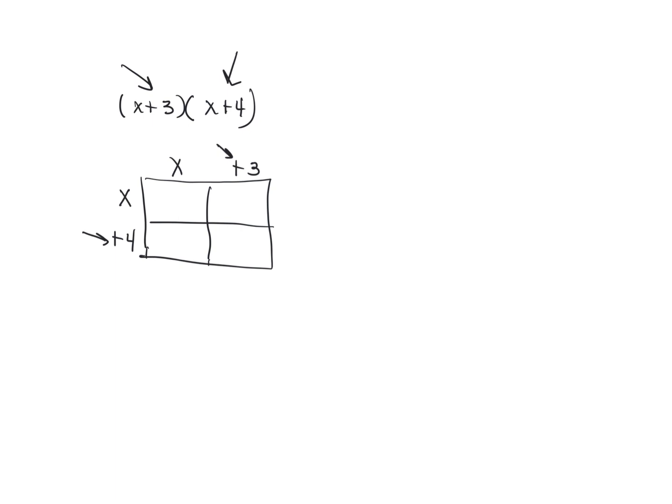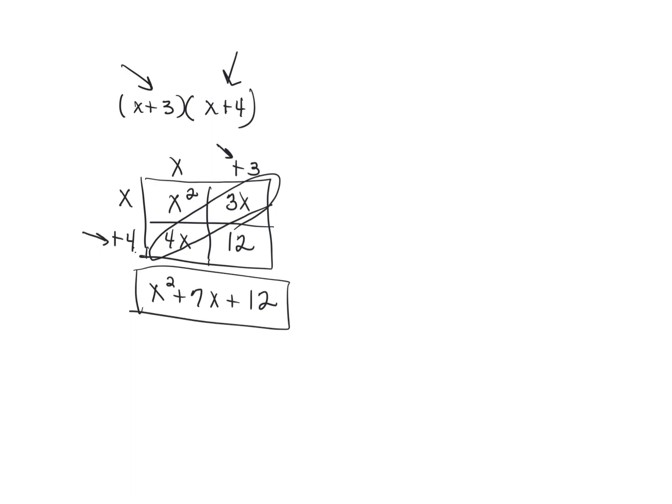So x times x is x squared. x times 3 is 3x. 4 times x is 4x. 4 times 3 is 12. And then you combine your like terms, which is always going to be on the diagonal. That's 7x. Then you just add the other things: x squared plus 7x plus 12.